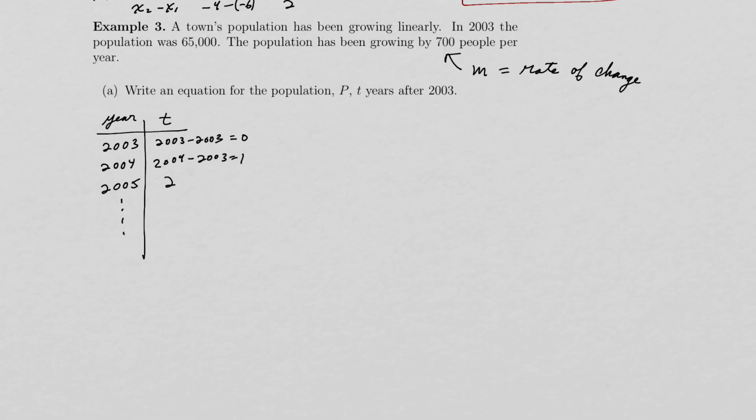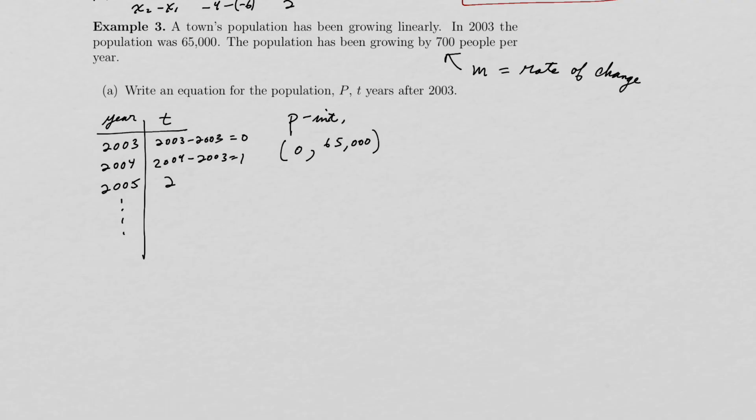And then we're also told in 2003, when t is equal to 0, that's our initial or starting value. That's basically our y-intercept. Remember, the y-intercept is like the initial or starting value. When t is 0, that's what the population is. Okay, so in this case, instead of a y-intercept, since we're using p, you could say the p-intercept is 65,000, right?